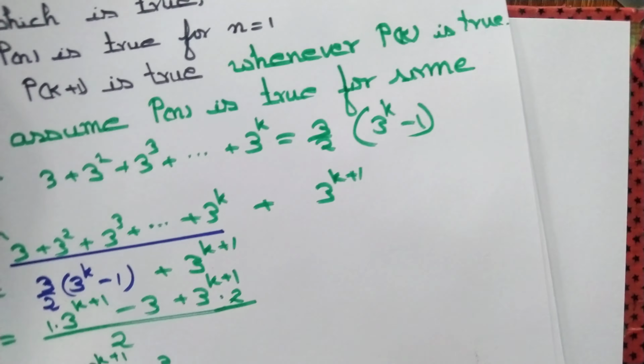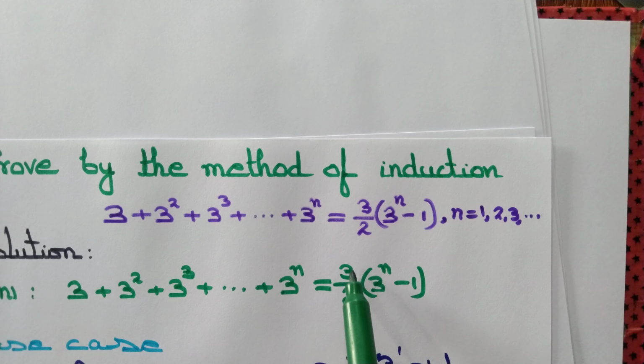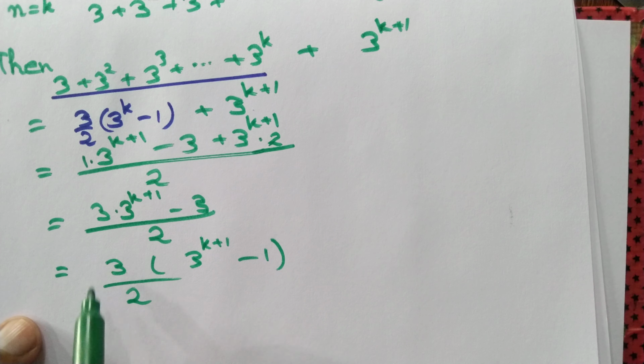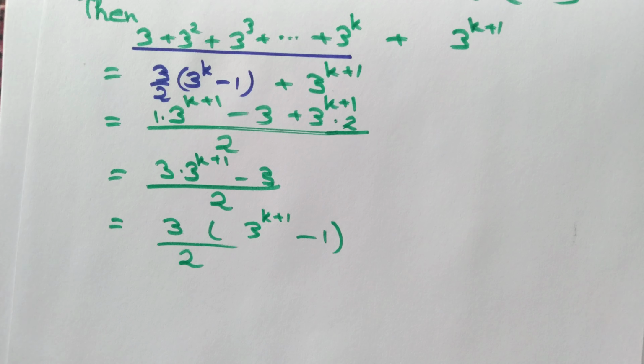Now we see that Pk plus 1 is true whenever Pk is true. That is, if I write n equal to k plus 1, then we get 3 by 2 times (3 to the power k plus 1 minus 1). Did we get? Yes, 3 by 2 times (3 to the power k plus 1 minus 1). So we can say that Pk plus 1 is true whenever Pk is true.